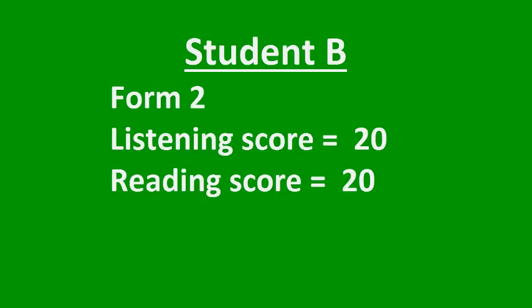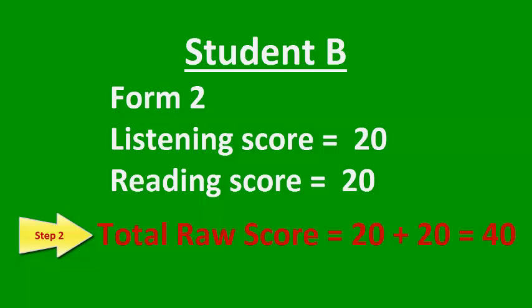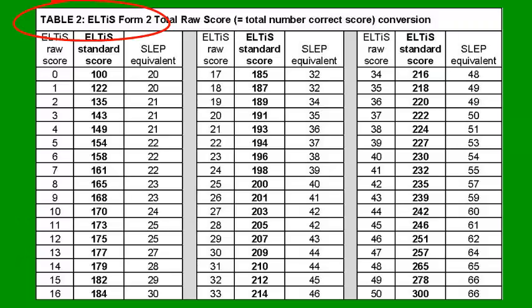Now, let's say that a different student, student B, took ELTIS Form 2 and got the same number of answers correct, 20 in listening and 20 in reading. Student B's total ELTIS raw score is also 20 plus 20, which equals 40. Since student B took ELTIS Form 2, we now use Table 2 to find the score conversions. Using this table, we find the row with the ELTIS raw score of 40, and we see that it corresponds to an ELTIS standard score of 230, which is equal to a SLEP score of 54.